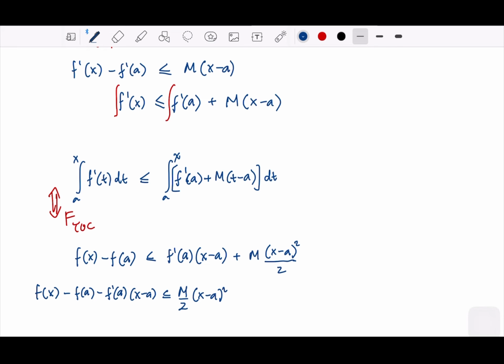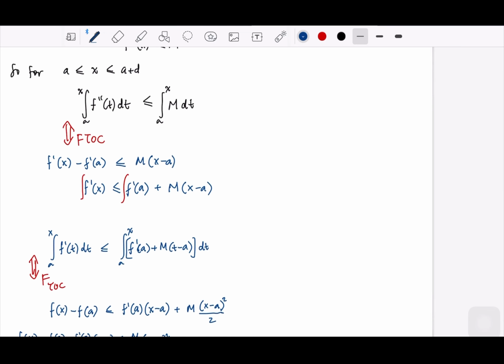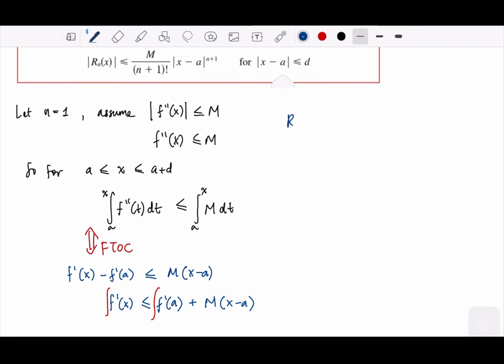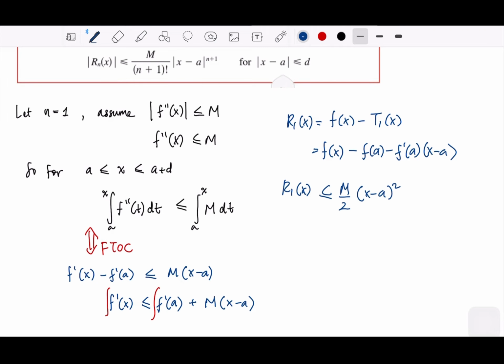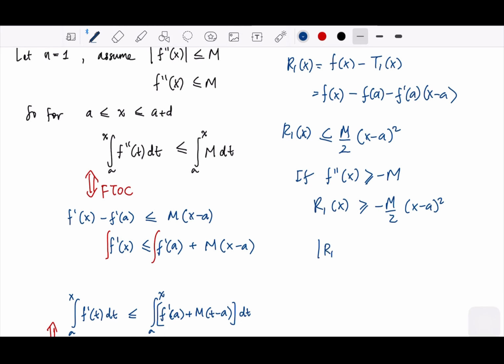But since this is for n equal 1, if we let R1, so R1(x) is f of x minus T1(x), or f of x minus f of a minus f prime a times (x minus a). So R1(x) is less than or equal to M over 2 times (x minus a) squared. If we are using f double prime x greater than or equal to negative M, then R1(x) is also greater than or equal to negative M over 2 times (x minus a) squared, similarly. Or in more general, we can say that R1(x) in absolute value is less than or equal to M over 2 times (x minus a) squared.